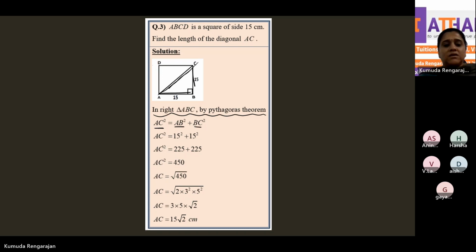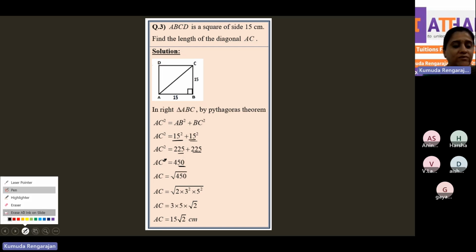Correct? So we don't know AC. We have to find AC. So AC square is equal to AB, which is 15, and BC is also 15. So 15 square plus 15 square. Now what is 15 square? 225. So AC square is equal to 450.